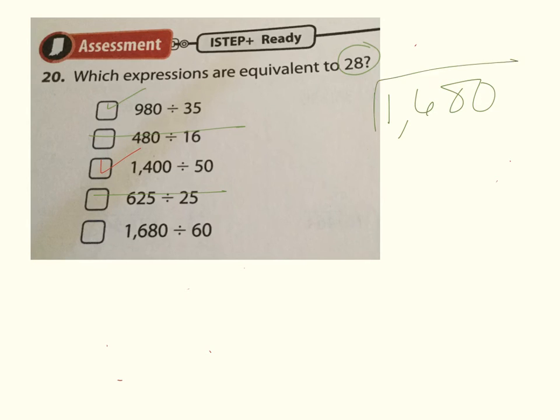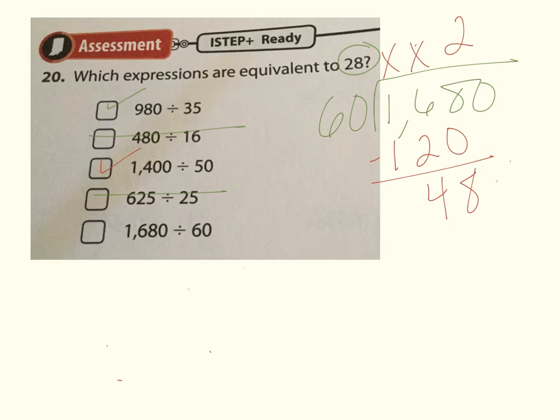1,680 divided by 60. 60 does not go into 1. It doesn't go into 16, but it will go into 168. 2 times being 120 when you multiply 60 times 2. Subtract, and you have 48. Bring down your 0, and you have 480. 6 goes into 48 8 times, your zeros cross each other out. Or you can think of 8 times 60 is 480. Subtract, and you have 0. So that one would work.